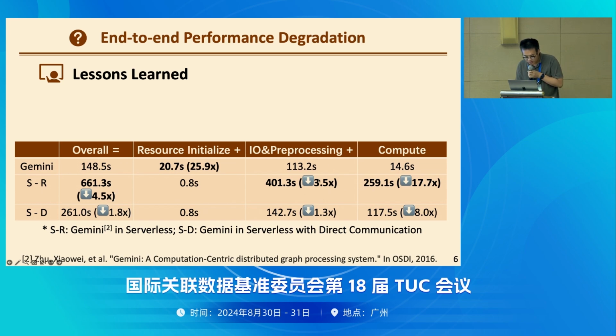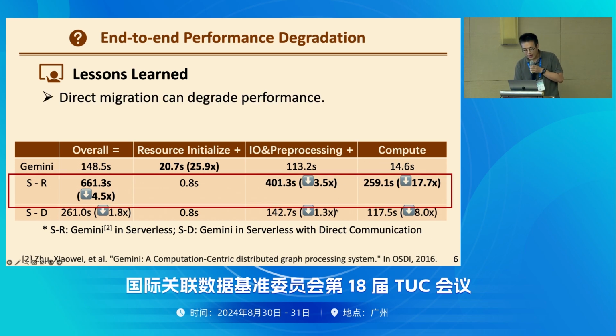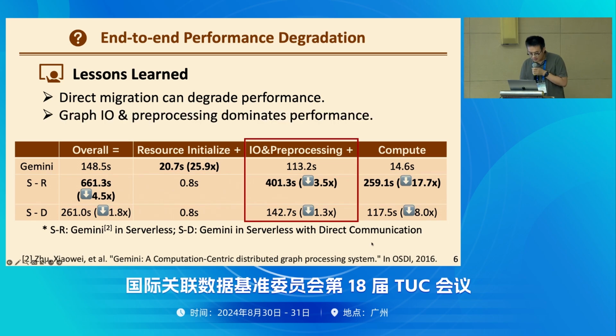The table below shows the performance breakdown of the three configurations in a representative graph workload executing the PageRank algorithm. And we observe that first, the direct migration to serverless can degrade performance, even with low resource initialization latency and direct communication between functions. The second is about graph I/O and pre-processing. These operations often occur during the cold start phase, and can dominate the performance.